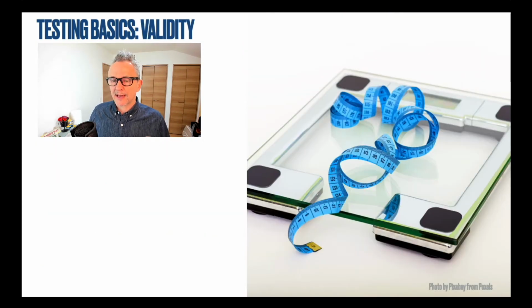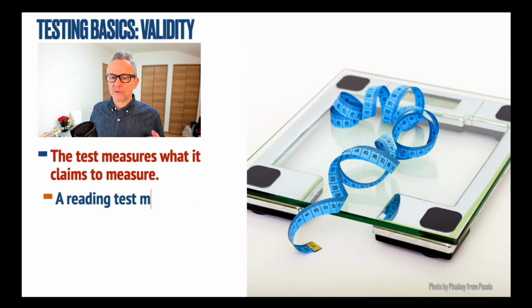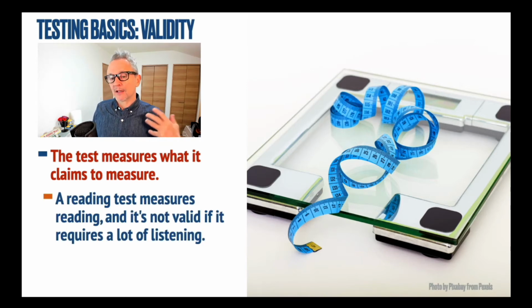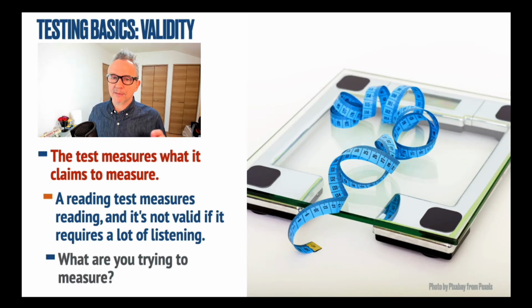Another basic aspect of testing is this concept of validity. And it's good to memorize what validity is and remember it. The test measures what it claims to measure. So, for example, a reading test measures reading, and it's not a valid reading test if it measures a bunch of listening as well. You could have an integrated skills test, and that would be different. But if you're saying this is a reading test and you have a bunch of listening, then it's not a reading test. Or if you have a listening test and it requires a bunch of reading, then it's not really a listening test, is it? So the simple question is, what are you trying to measure? That's validity. It measures what it claims to measure.